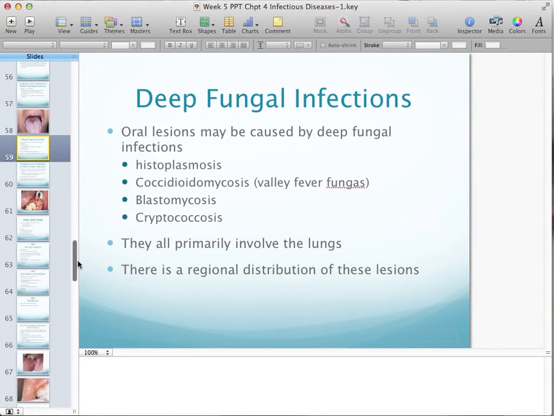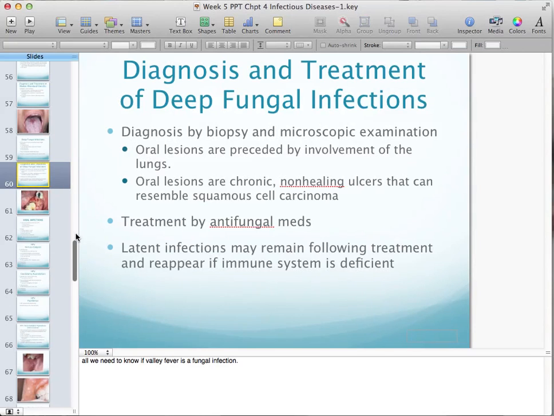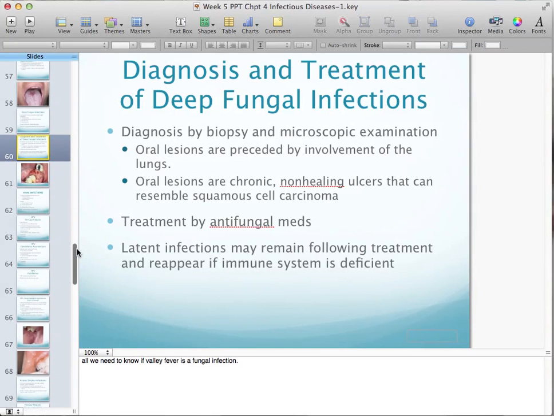Now you have deep fungal infections. Deep fungal infections are oral lesions that are caused by histoplasmosis, coccidioidomycosis or valley fever fungus, blastomycosis, and cryptococcus. So these fungi are all primarily involved in the lungs, and there is regional distribution of these lesions. So how do you diagnose these lesions from each other? You have to have a biopsy or a microscopic examination.